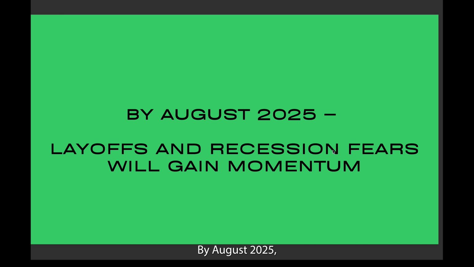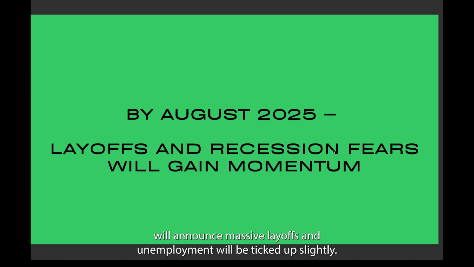By August 2025, layoffs and recession fears will gain momentum. With supply chains disrupted, costs increasing, and export markets shrinking due to retaliation, many companies will begin to take cost cutting measures. Several large manufacturers, including General Motors and Caterpillar, will announce massive layoffs. Unemployment will tick up slightly, and the GDP growth forecast for Q3 will be revised downward by multiple banks.